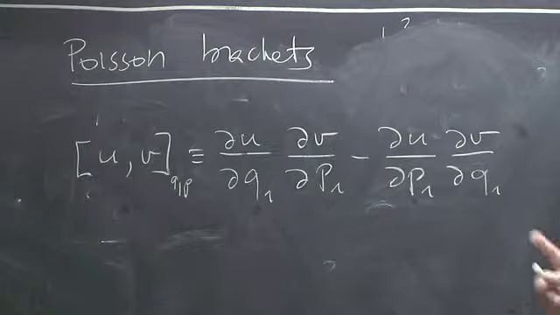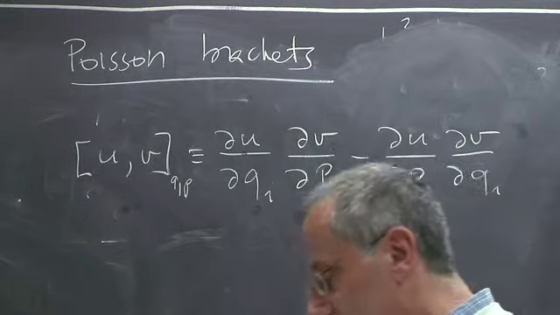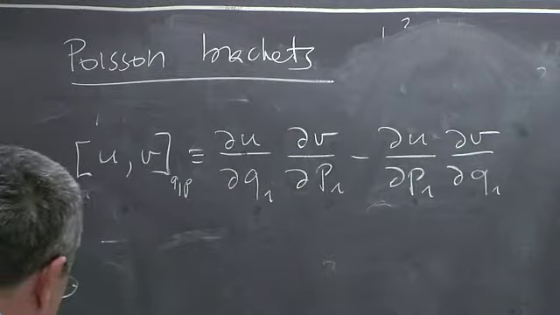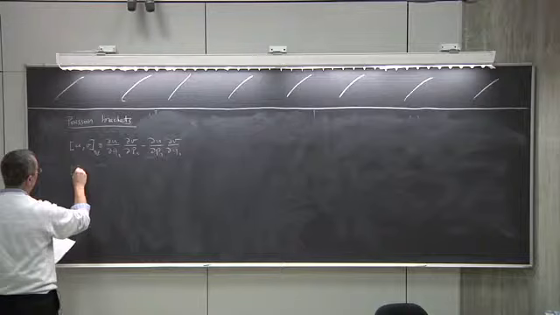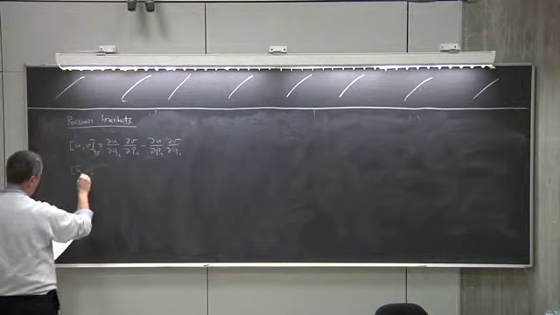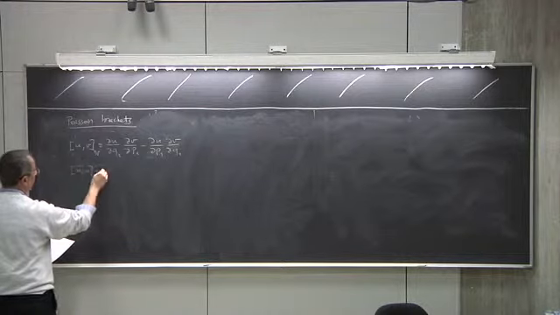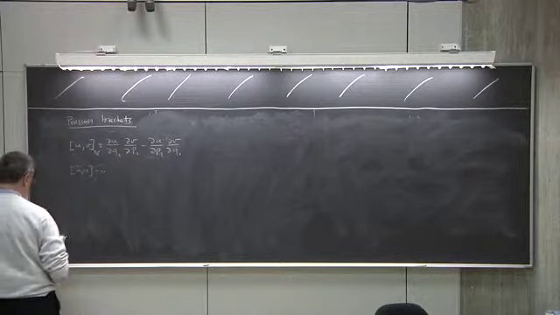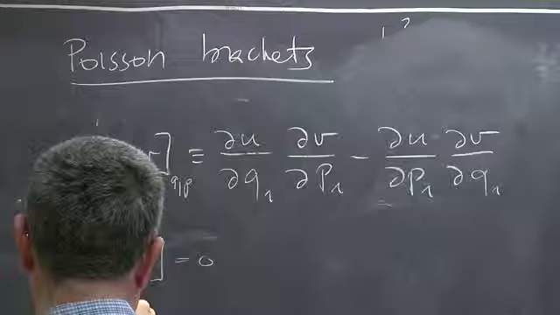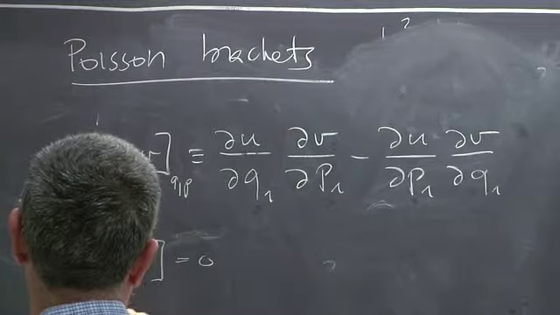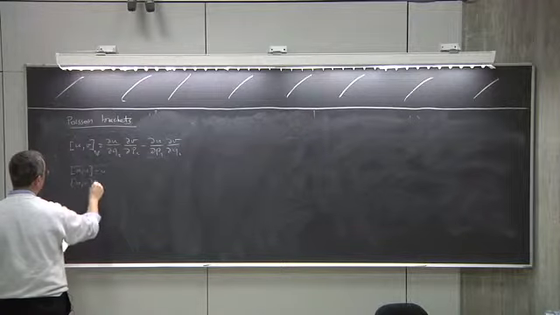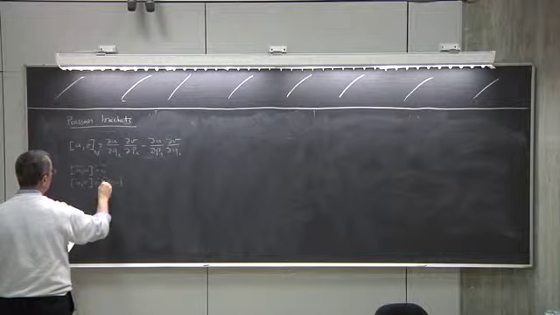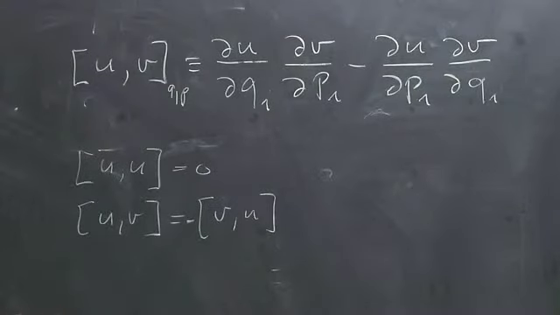Okay? And just by the definition, you see that the Poisson brackets satisfy some properties. It's easy to prove, but just by inspection, if you take the Poisson bracket of the same function, it vanishes, obvious. If U is equal to V, you have just zero. And then they are anti-symmetric, you understand. If you take the Poisson bracket of U and V, and you switch V with U, you get the minus sign, right? So it's anti-symmetric.